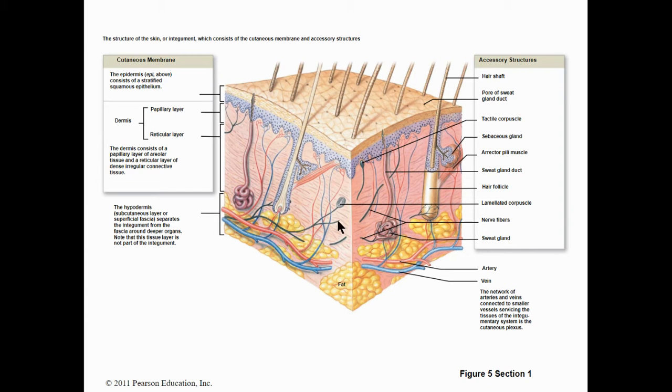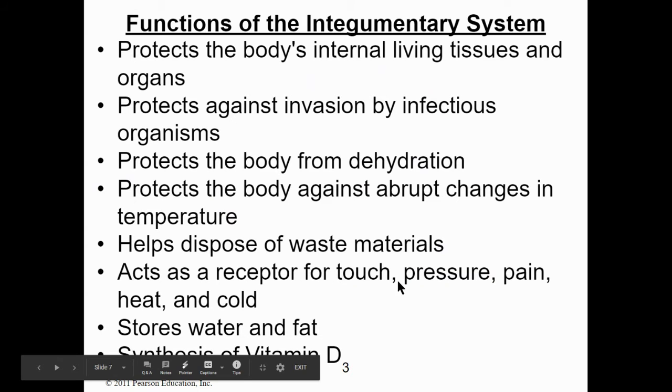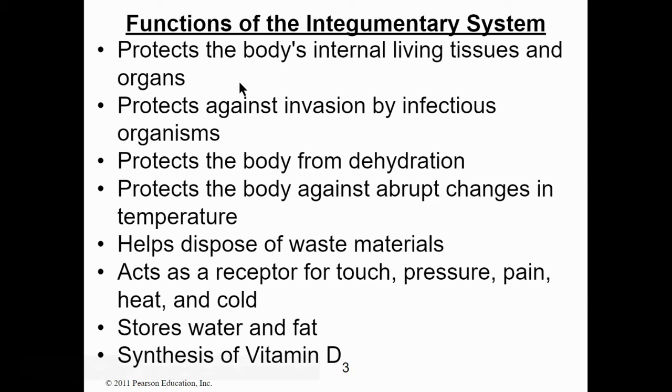So there are lots of functions of the integumentary system: protecting the body's internal living tissues and organs, protecting against invasion by infectious organisms, protecting the body from dehydration, and protecting the body against abrupt changes in temperature.